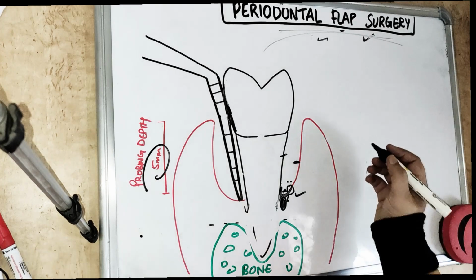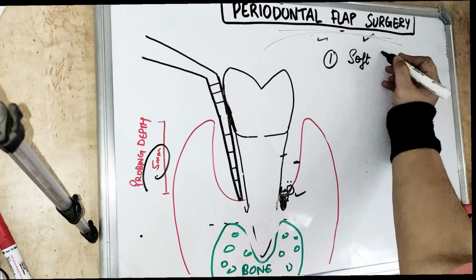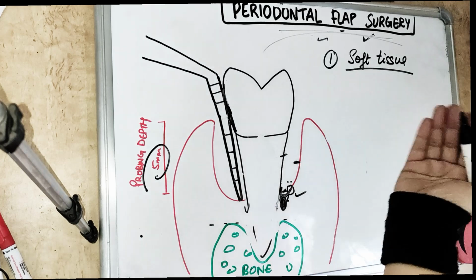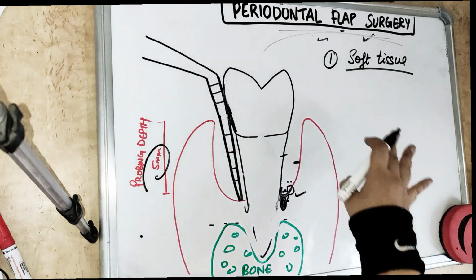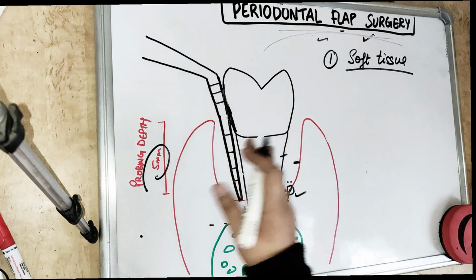We have zones in the pocket surgery. Zone 1 is our soft tissue pocket wall. The soft tissue can be either edematous or fibrotic. Now we have to remove this pocket lining first. If it is fibrotic, then we have to go for the gingivectomy, which we have covered.